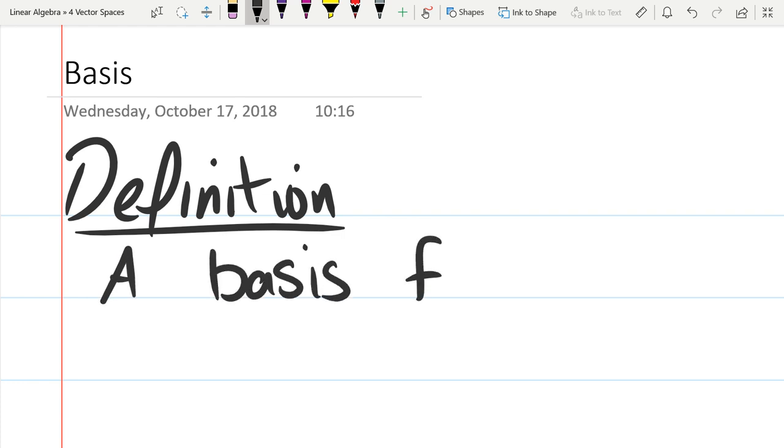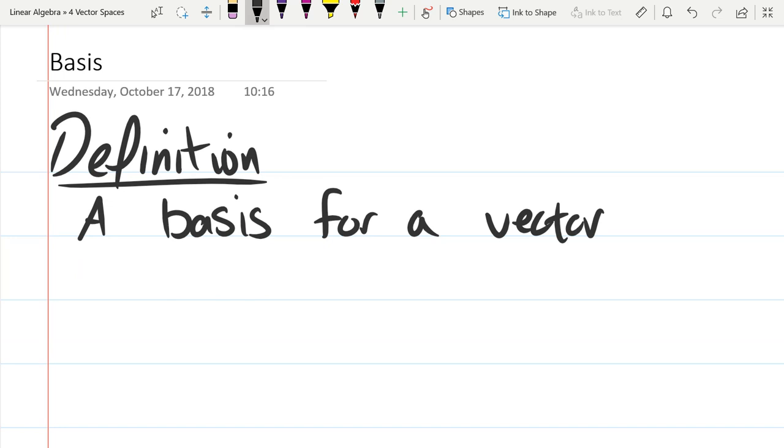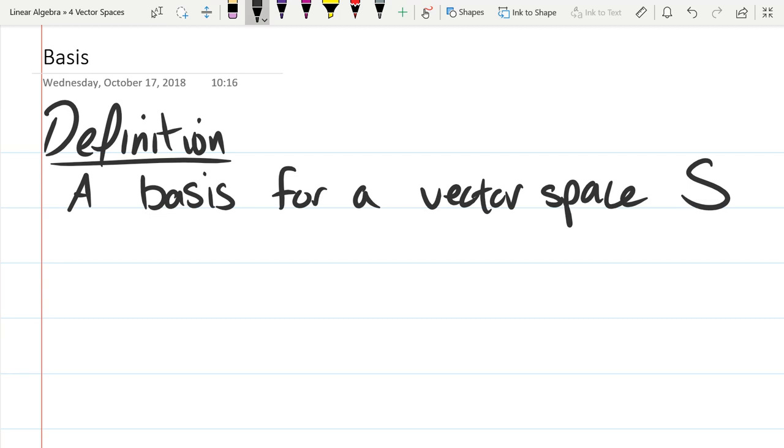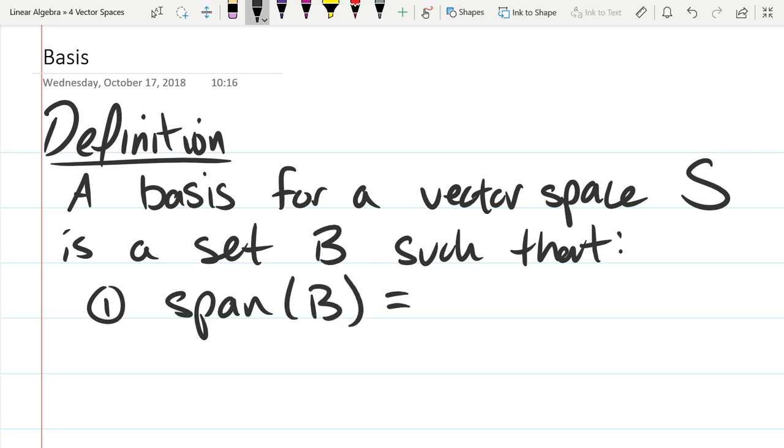So a basis for a vector space is a set B such that there are two properties. Span of B equals S. So what that means is every element, every vector in your space, is a linear combination of things in B.